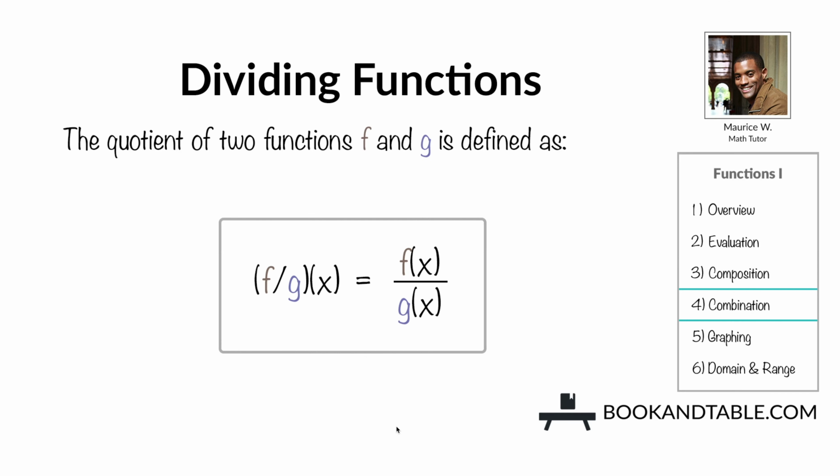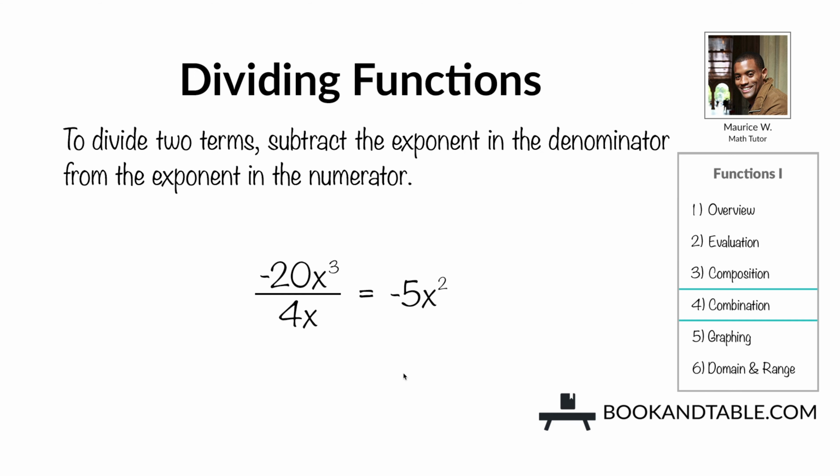The quotient of two functions, f and g, is defined as f divided by g of x is equal to f of x divided by g of x. Now, when we are dividing functions, we need to pay close attention to both the exponents and the denominator. For the exponents, to divide two terms, subtract the exponent in the denominator from the exponent in the numerator.